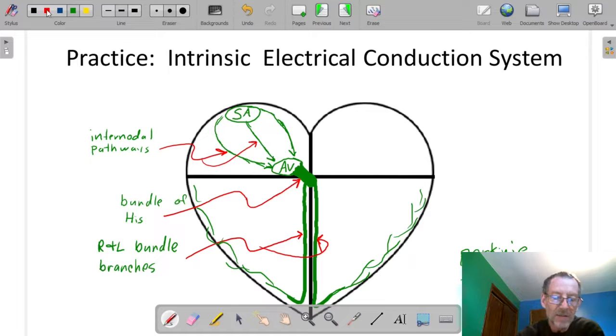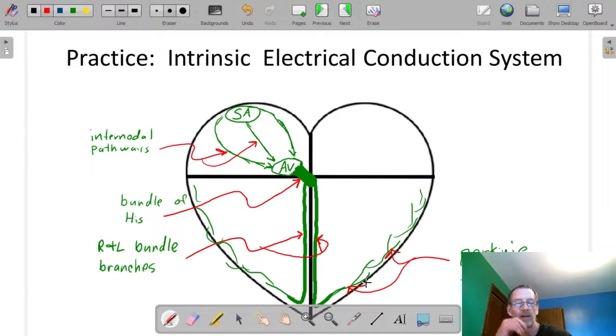And that's just the basic wiring of the heart. Those are the basic pieces. We'll talk about dysfunctions of it later on, and we'll certainly come back to it when we look at the EKG. So I hope that's helpful. Practice this, learn the pieces, and do the reading in the book. And we'll come back later.